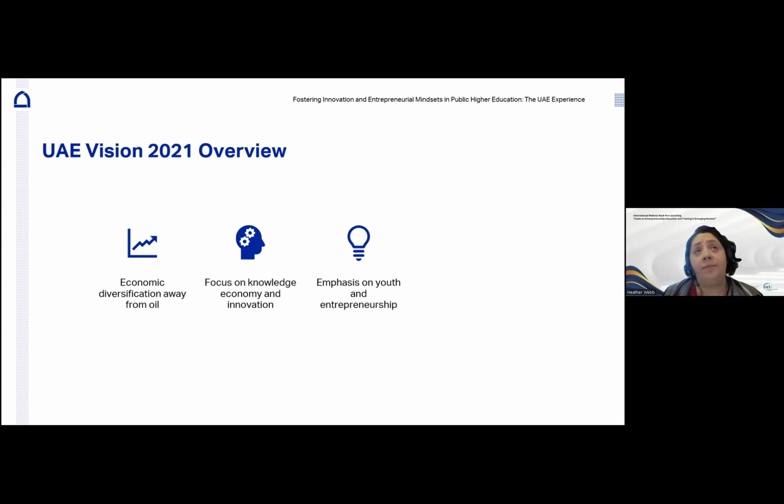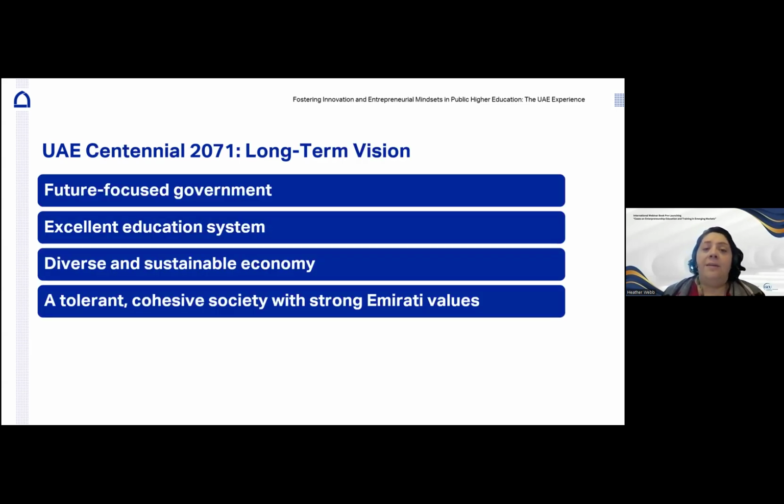Now, the demographic is a lot of younger people, a lot of younger generations. So there is a focus on youth entrepreneurship. Now, this is all part of their UAE long-term vision, right? And future-focused government, a lot more AI and how to be sustainable in their economy. And then also very strong focus on Emirati entrepreneurship.